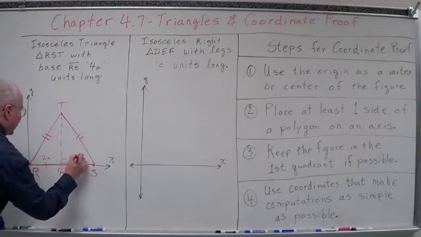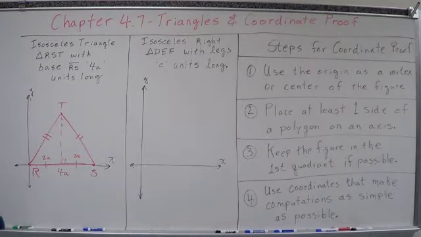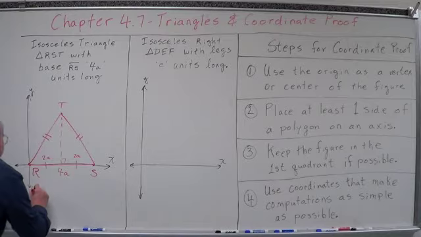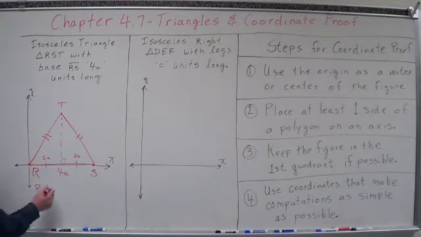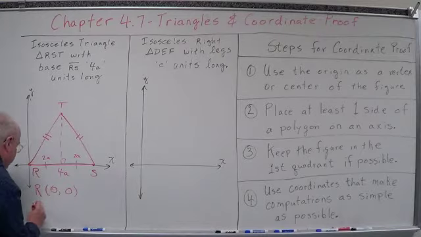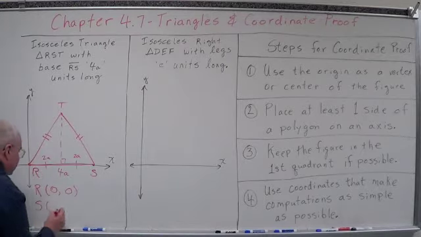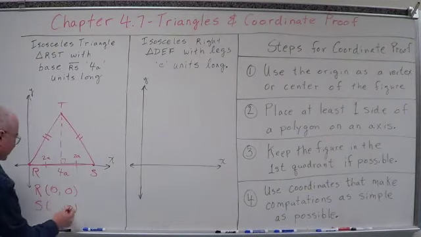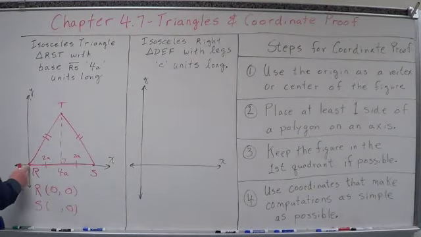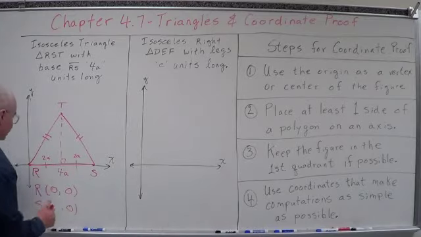2A, and this is 2A, isn't it? Okay, let's do it. R. Oh wow, R is on the origin, isn't it? 0, 0. S. What's its Y value going to be? Well, it's on the x-axis, so it's going to be 0. How far is it from R to S? Well, it's 4A.